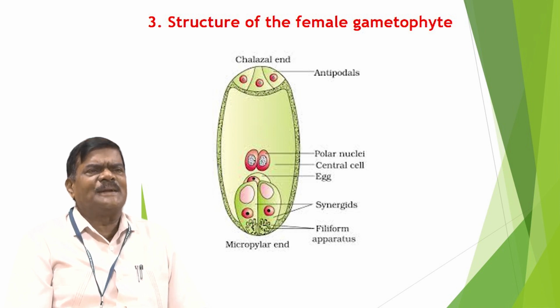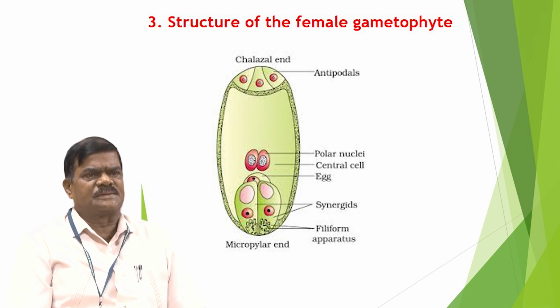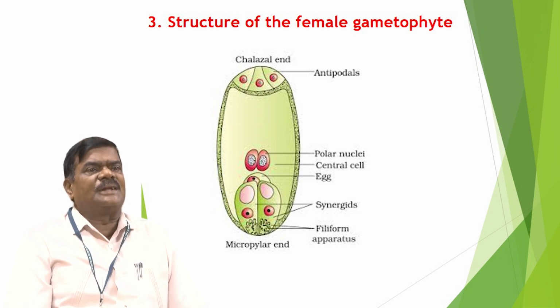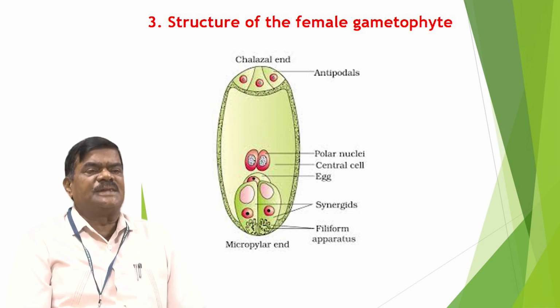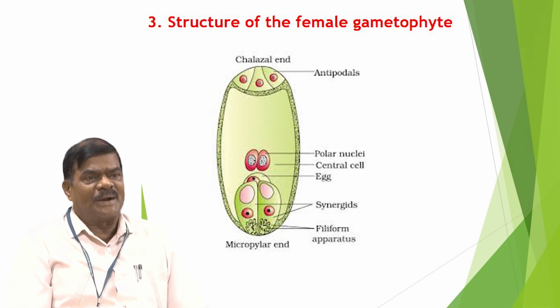The main function of the antipodal cells is to provide nutrition for the developing embryo. The remaining 2 polar nuclei, one from the chalazal side and another from the micropylar side, fuse together to form a secondary nucleus. So the diagram indicates that the antipodal cells are found towards the chalazal side and the egg apparatus is found towards the micropylar side. In the egg apparatus, the egg is in the center. On either side of the egg, there are 2 synergids. The synergids bear the filiform apparatus. This filiform apparatus helps or facilitates the entry of the pollen tube into the embryo sac.